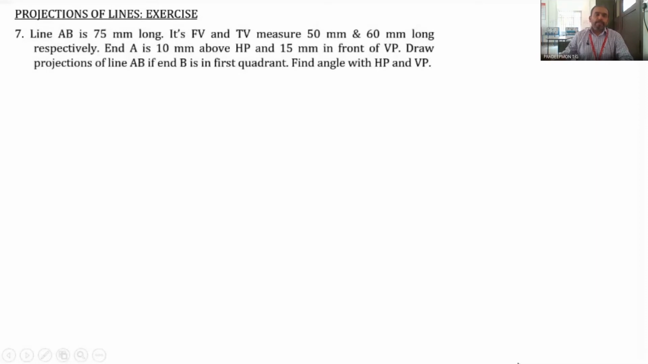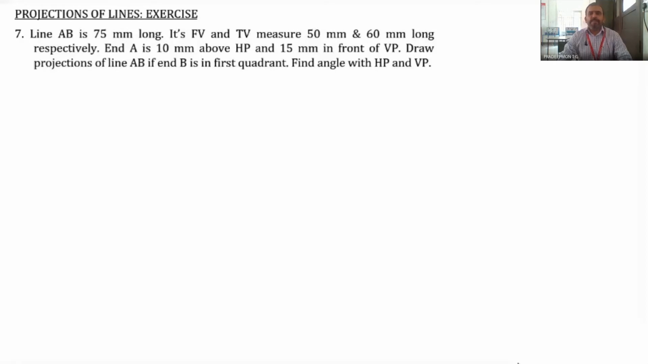So this is the question for this particular exercise. The line AB is 75 millimeter long. Its front view and top view measure 50 millimeter and 60 millimeter long respectively. End A is 10 millimeter above HP and 15 millimeter in front of VP. Draw projections of line AB if end B is in first quadrant. Find angle with the HP and VP.